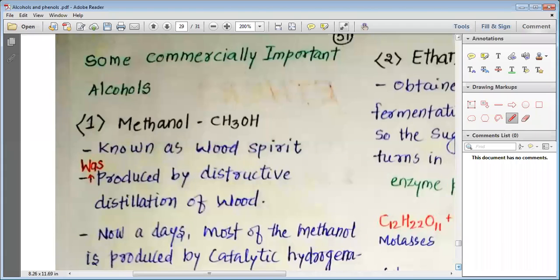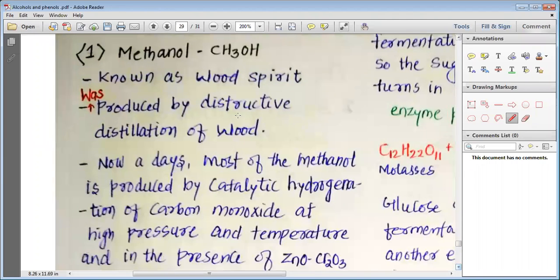The next topic is some commercially important alcohols. This year CBSE has omitted this topic, but we are not aware of when they might ask any question from this, so let us study this. Some commercially important alcohols. The first one is methanol. Methanol is known as wood spirit, and methanol was produced by destructive distillation of wood.